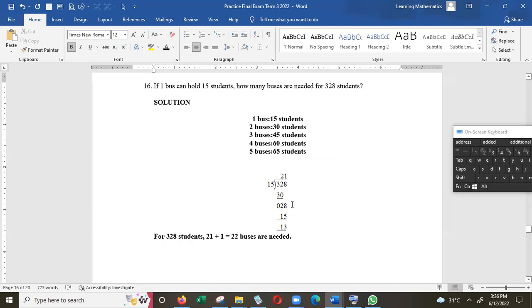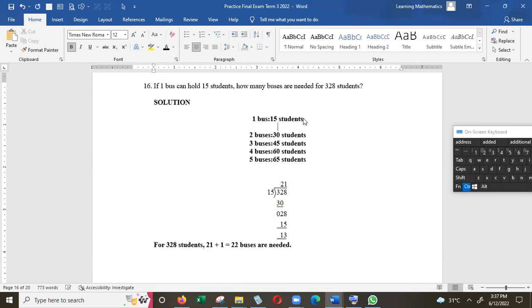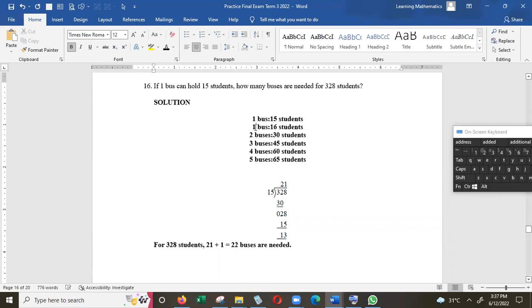So you have the same concept going on there. Let's say 1 bus is 15 students. What if it's 16 students you have? Where are you going to put the extra student? You need a whole bus for that extra student, even though you have all that space remaining. You have 14 spaces left, but it's a bus nonetheless, because you can't put 16 students on one bus. So you need 2 buses for 16 students.